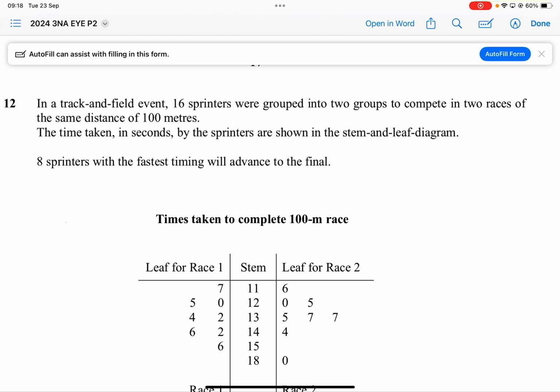Okay, so there are 16 sprinters. When you see 16 sprinters, you should start to think there are going to be 16 data of their time. Correct? Then they are split into two groups. The first group is on the left, the second group is on the right.